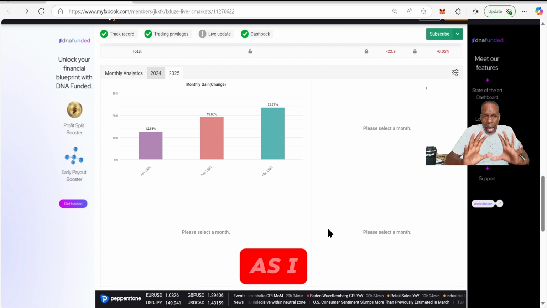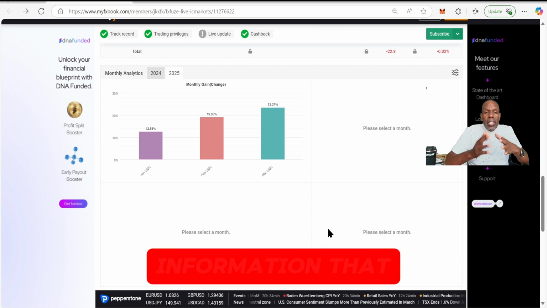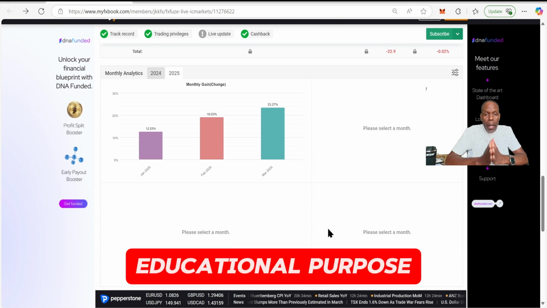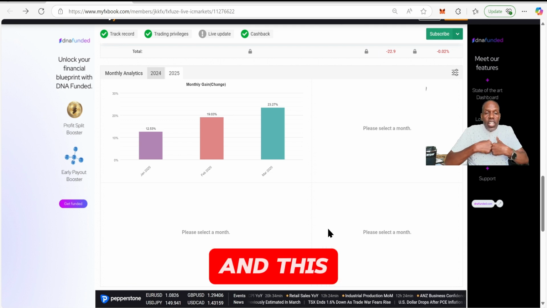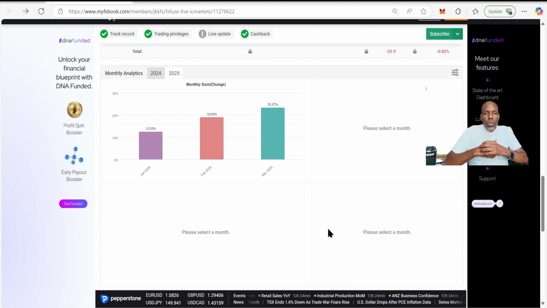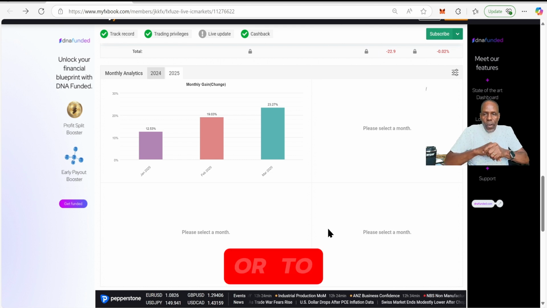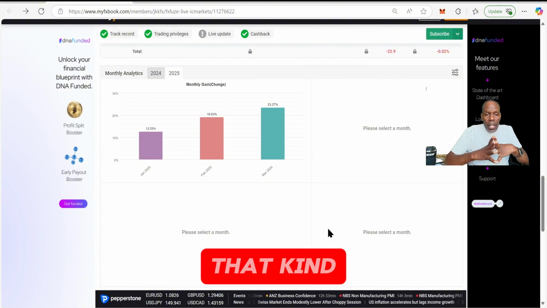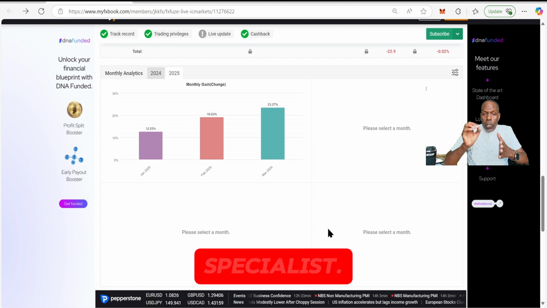Of course, as I mentioned, all this information that I'm giving you is for educational purpose only, and this is not an advice for you to be able to invest or to do any one of those. If you need an investment advice, please seek that kind of advice from your specialist.